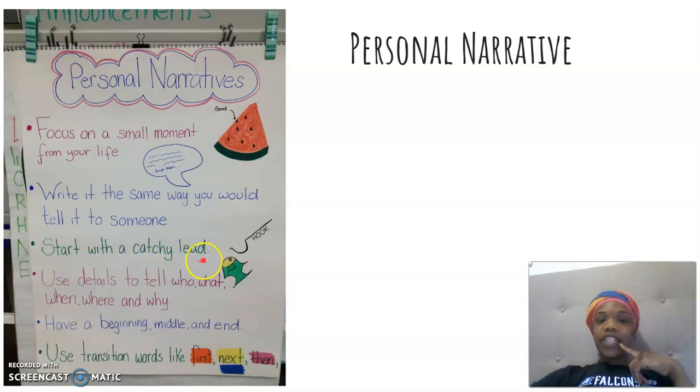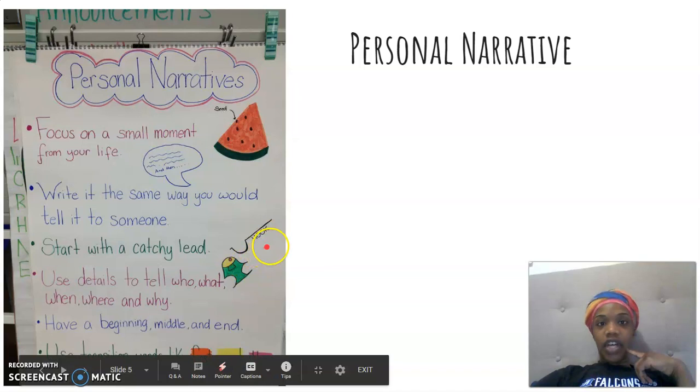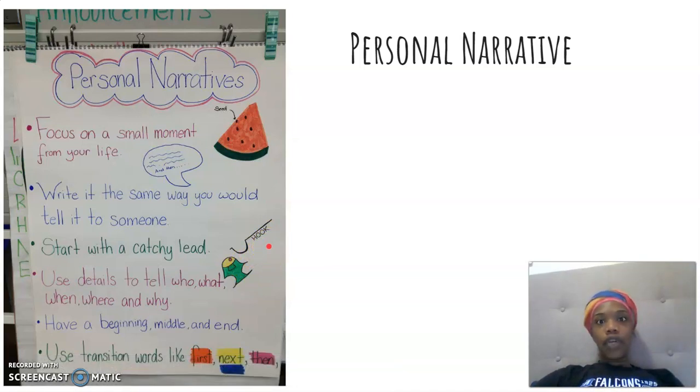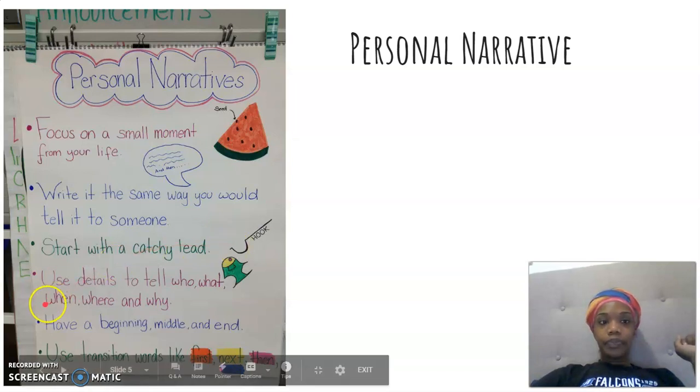You start with a catchy lead, the hook. Now, you see here's a picture of a fish and there's a hook. Now, when you go out fishing, you're going to need a worm on the end of your hook to catch your fish, right? Well, you need a catchy lead in order to catch your readers into reading your story.